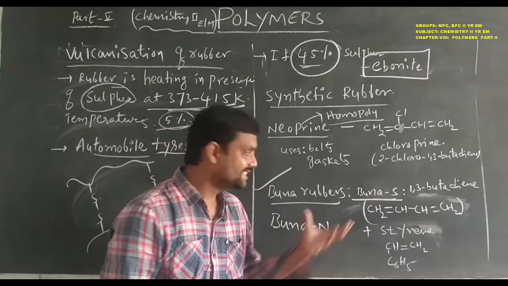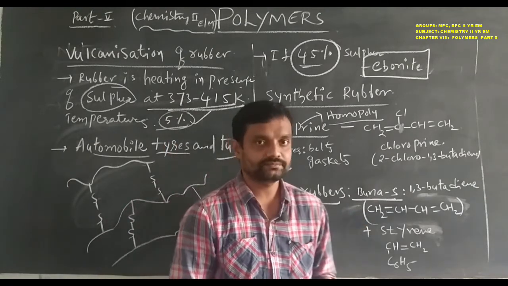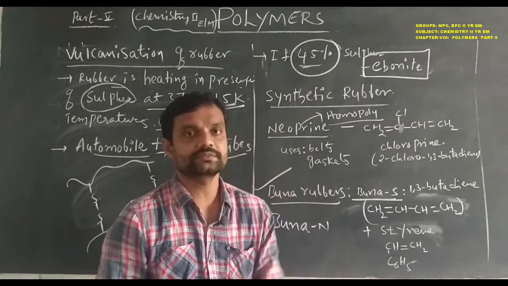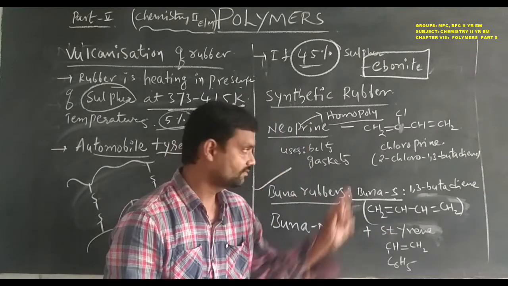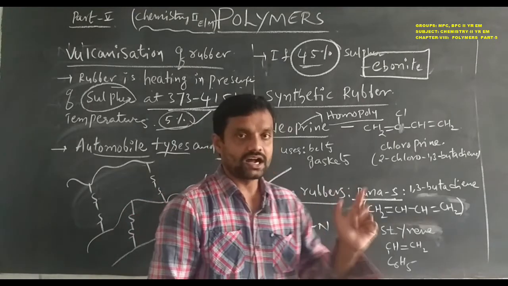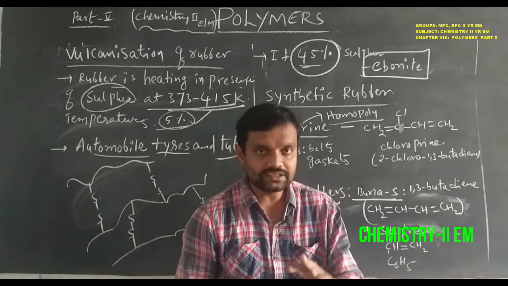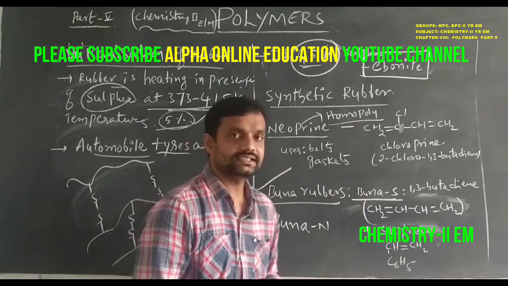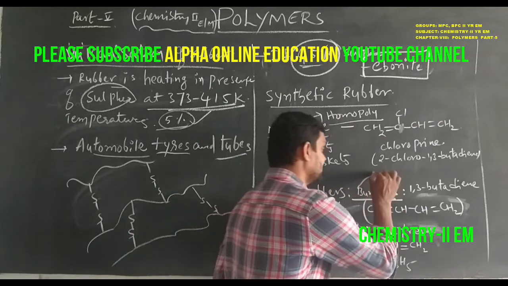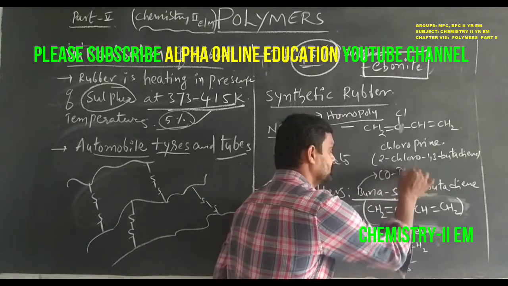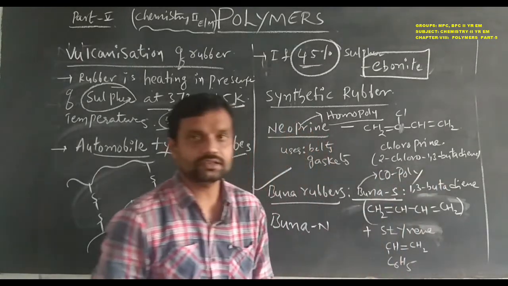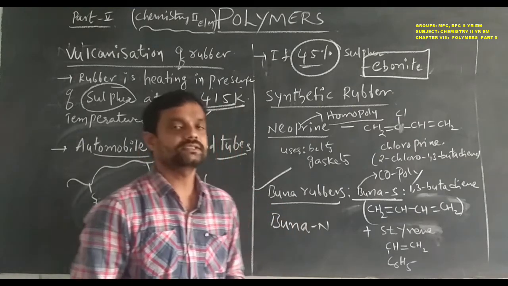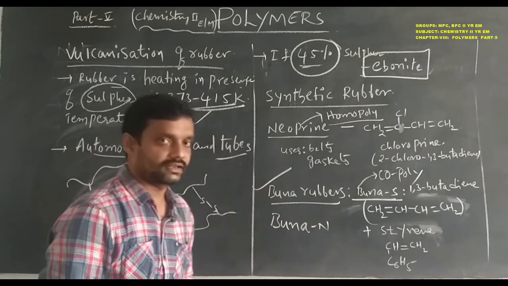When we observe this Buna S synthetic rubber, how many types of monomers are present? Two types of monomers are present. One is 1,3-butadiene, another one is styrene. Different types of monomers are present. So Buna S is an example of which type? Copolymer. It is an example of a copolymer. So these are a few examples of synthetic rubbers.